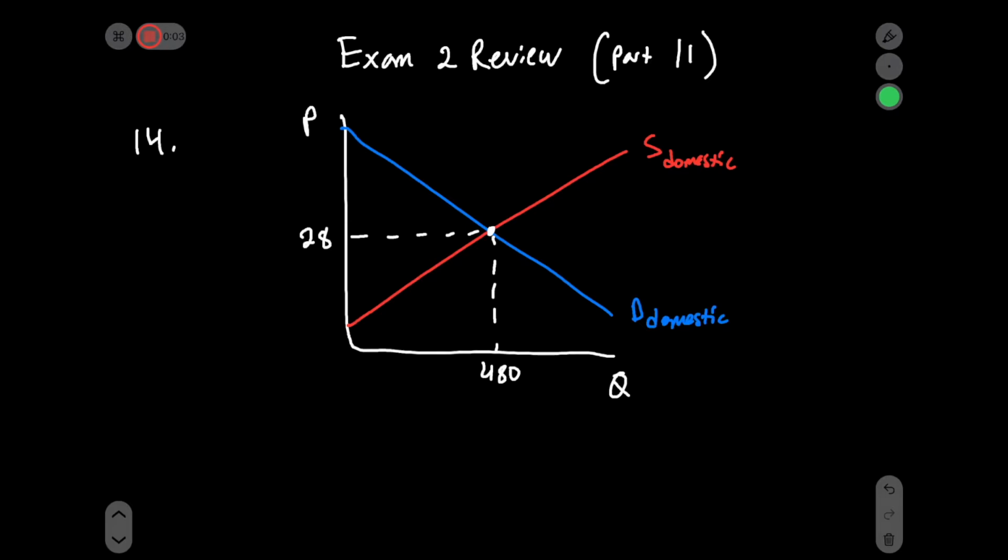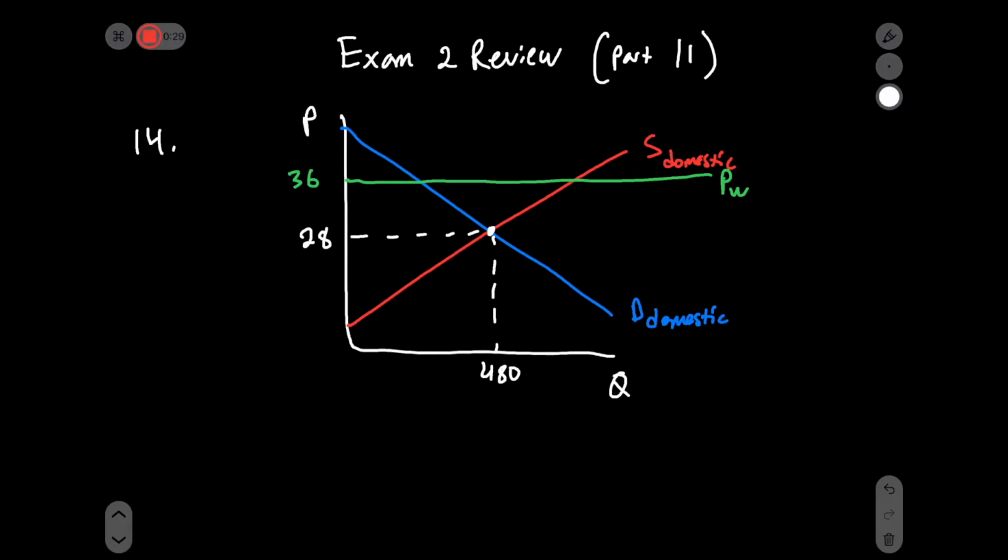All right, picking up where we left off, this is the Exam 2 review, Part 2. We're in question 14. In question 14, we're given the following graph. And we're told that the United States trades helicopters with the rest of the world at a price of $36 million per helicopter. This is my world price at $36 million.